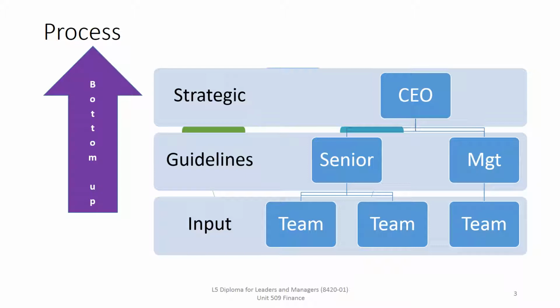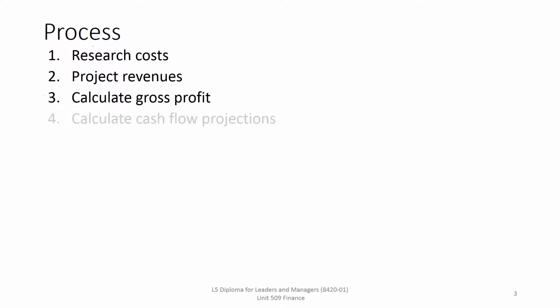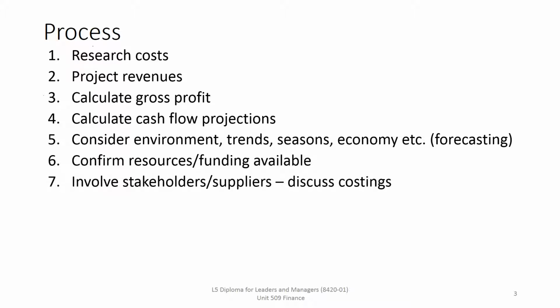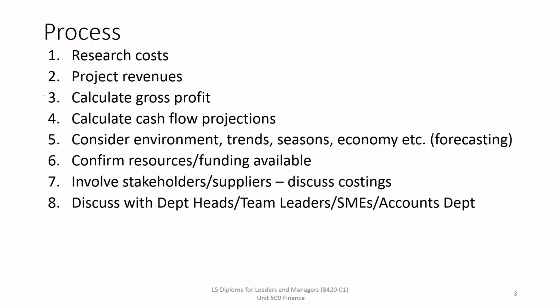Whichever process is used, the budgeting process will be different in different organisations, but there are some key steps that will generally be followed in some sort of form, and they are researching of costs, project revenues, calculating gross profit, calculating cash flow projections, and then considering the environment, any trends or seasons or economies, anything from the forecasting, confirming the resources available, involving stakeholders and suppliers to discuss costings and make sure everybody's on board and engaged, discussing with department heads, team leaders, SMEs, accounts departments to get their input into the budget. And again, if it's bottom up, there's going to be much more of that.